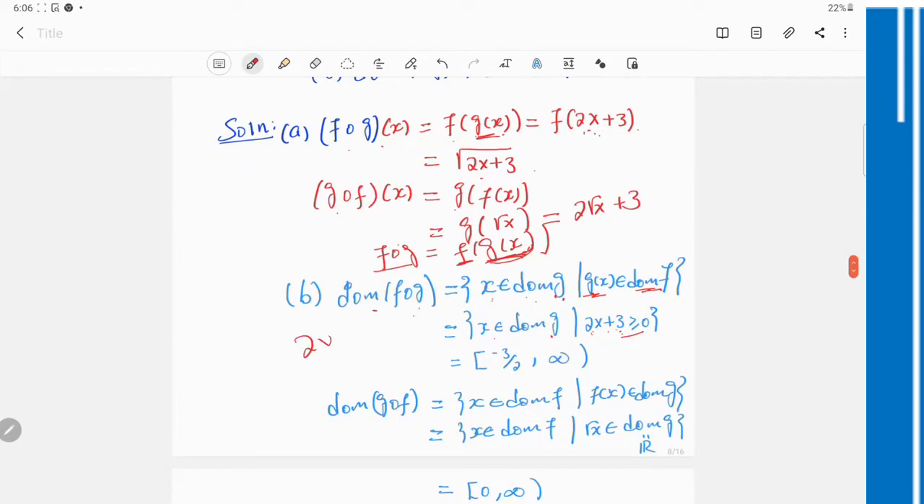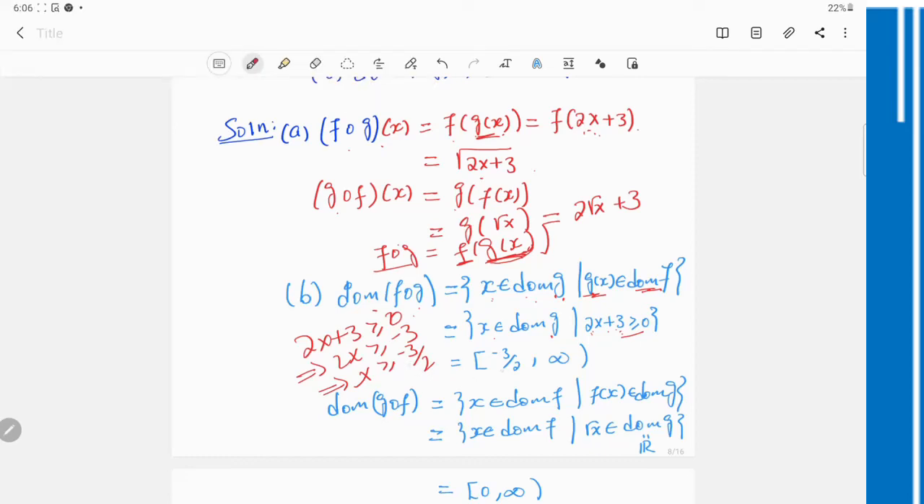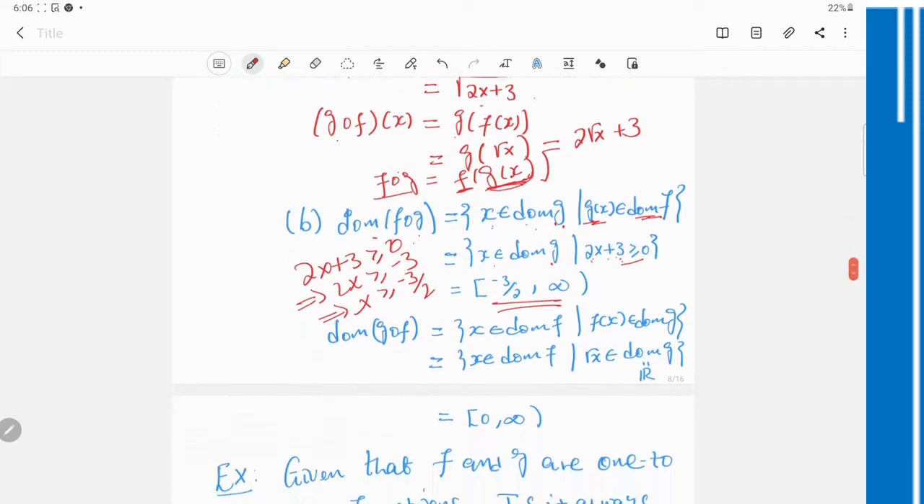So now 2x plus 3 greater than or equal to 0, which implies 2x equals minus 3 if you take this to the right, then dividing both sides by 2, you get x greater than or equal to minus 3 over 2. That means every real number greater than or equal to minus 3 over 2. So that's the domain of F composed G.